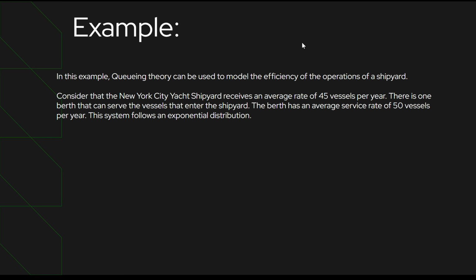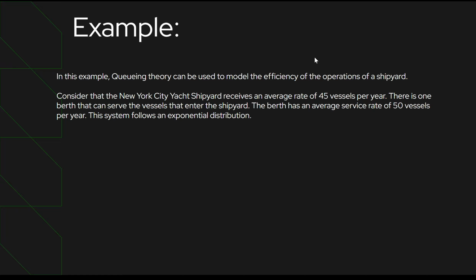And an example we have today regarding how this relates to the maritime industry can be seen right here. So consider that the New York City Yacht Shipyard receives an average rate of 45 vessels per year. There is one berth that can serve the vessels that enter the shipyard. The berth has an average service rate of 50 vessels per year. This system follows an exponential distribution.